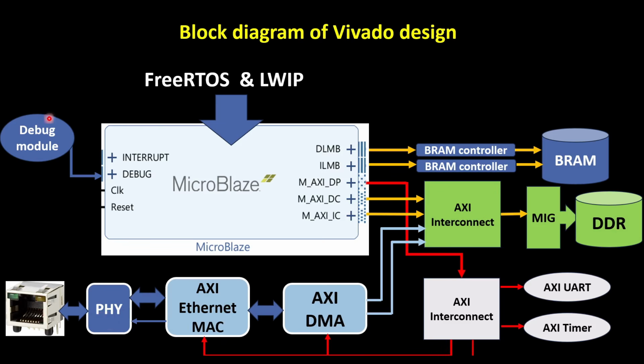So we also have a debug module here. The debug module is there to allow the Vitis application to debug and download the application into our MicroBlaze. And we will run the FreeRTOS and LWIP, which I will explain in the next slide, in our MicroBlaze processor.